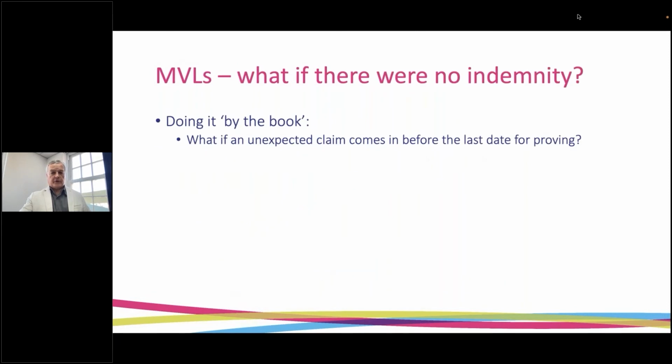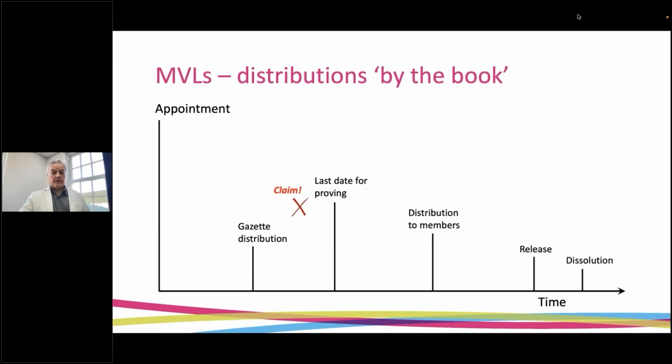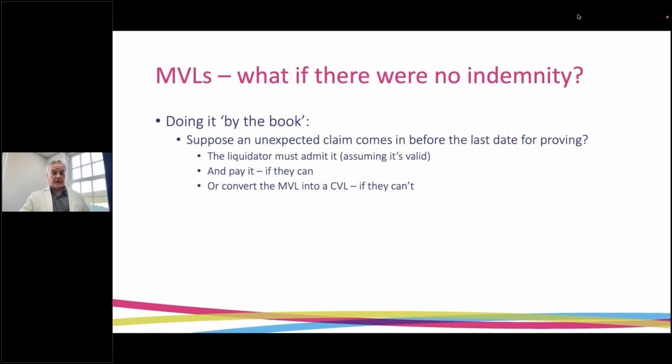Now let's look at what the situation would be if there were no indemnity here. In a case where you're doing it by the book, the chances are that you may not have an indemnity, because in many of these cases it's considered unnecessary. So what happens if an unexpected claim comes in before the last date for proving? In that case, you don't have a discretion. You have to admit the claim, as long as it is a valid one, and you have to pay it if the company has enough funds.